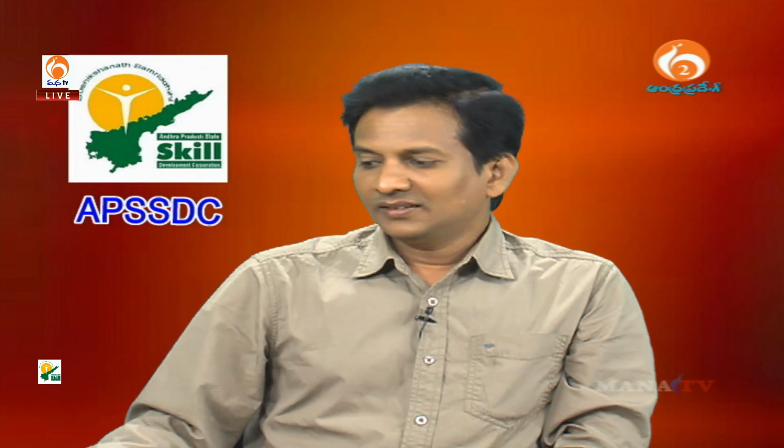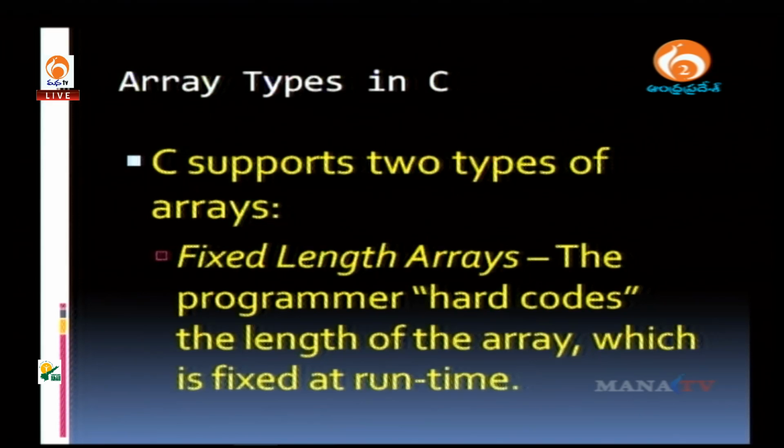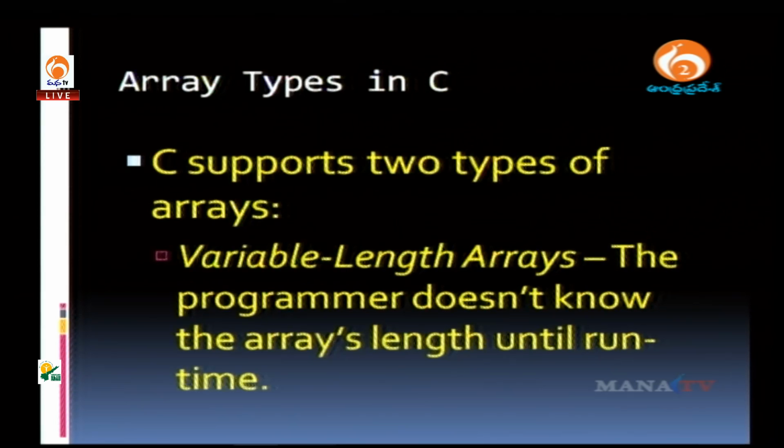Now we see that C supports two types of arrays. One is fixed length arrays, which means the programmer writes the size of the array and it is fixed. The second one is variable length arrays, where the programmer does not know the array's length until runtime. This means runtime memory allocation: the array can be allocated at runtime.